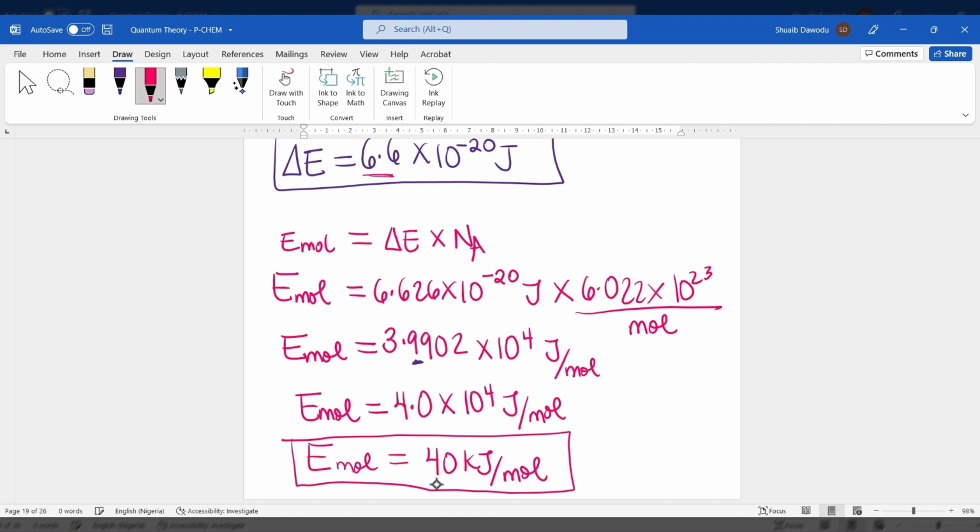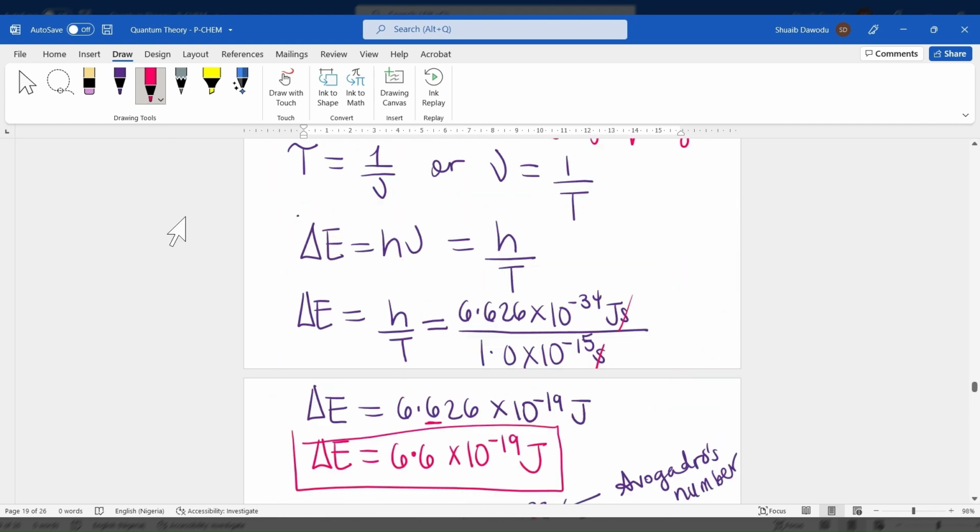And if you observe, we still were able to keep the 40 under the significant figure rule, which is putting the lowest number of significant figures in a question and making sure that's what the final answer has to be in. So that's basically the second one.